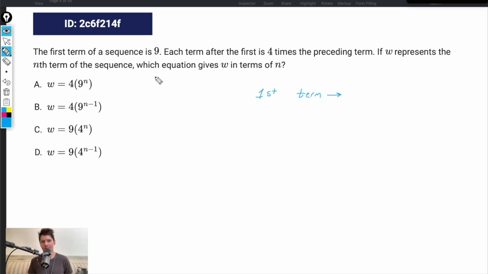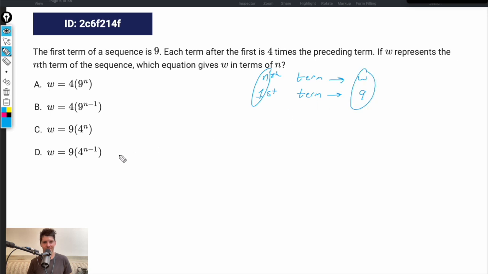So I think when n, the first term, the nth term, the first term, what is it? Let me set this up a little differently. The nth term, they're saying, is W. Well, the first term is 9. That's one way of saying this, right? Okay. Well, in that case, we could say if the nth term of this is W and the first term is 9, call N1 and W9.